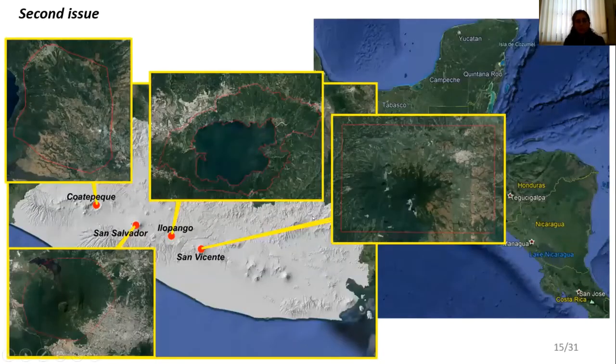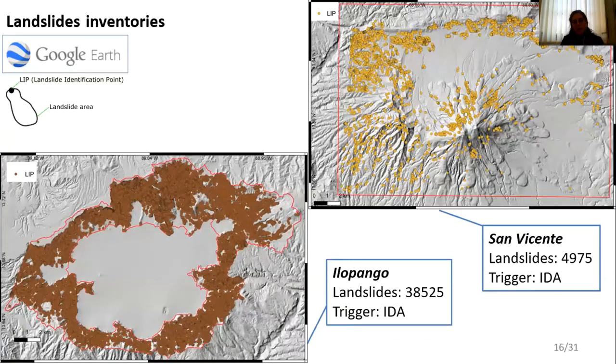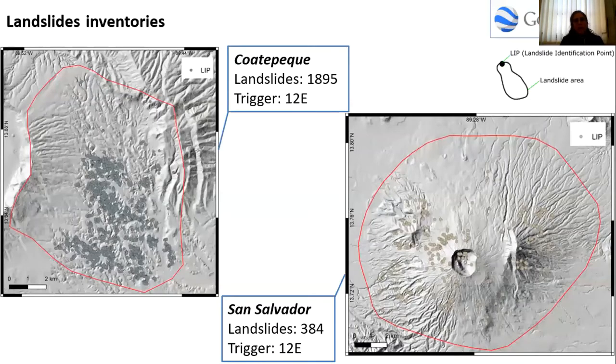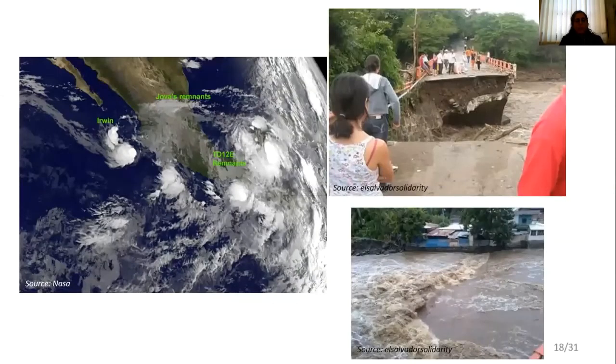For the second issue, four volcanic areas were studied where landslide scenarios linked to extreme events were recognized. In particular, for the Ilopango Caldera and San Vicente volcano, debris flows triggered by the Ida hurricane were detected, while for the Coatepeque area and San Salvador volcano, ones produced by the 12E. The 12E is a tropical depression that occurred in October 2011.